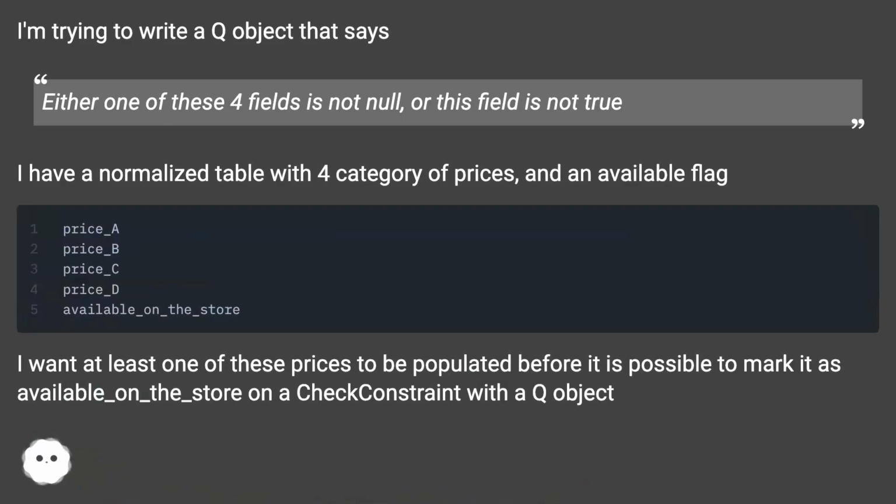Q object for a CheckConstraint. I'm trying to write a Q object that says either one of these 4 fields is not null, or this field is not true. I have a normalized table with 4 categories of prices, and an available flag. I want at least one of these prices to be populated before it is possible to mark it as available on the store, using a CheckConstraint with a Q object.